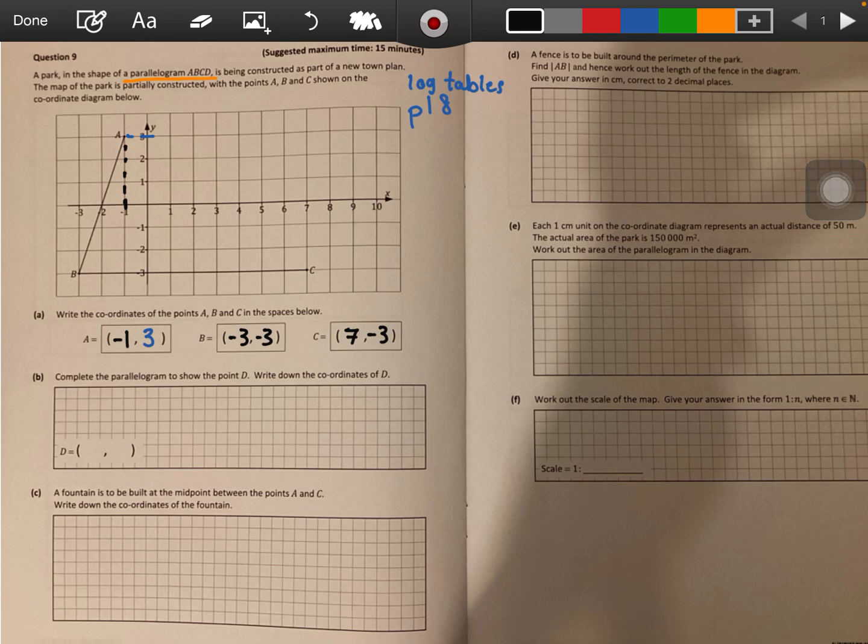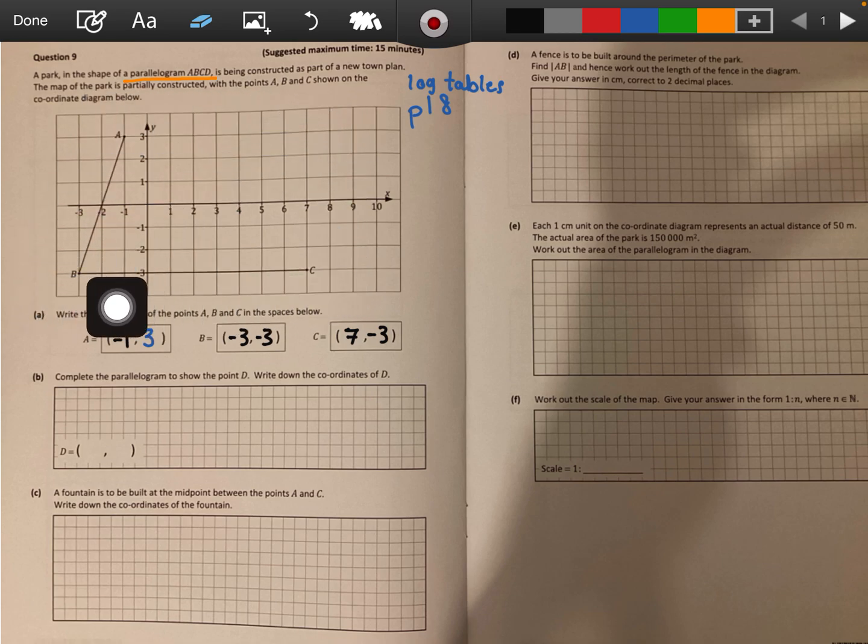Okay, so then it says complete the parallelogram to show the point D. Write down the coordinates of D. So there's loads of different ways we can do this. Okay, you know the properties of a parallelogram. The two opposite sides have to be the same length and they need to be parallel.